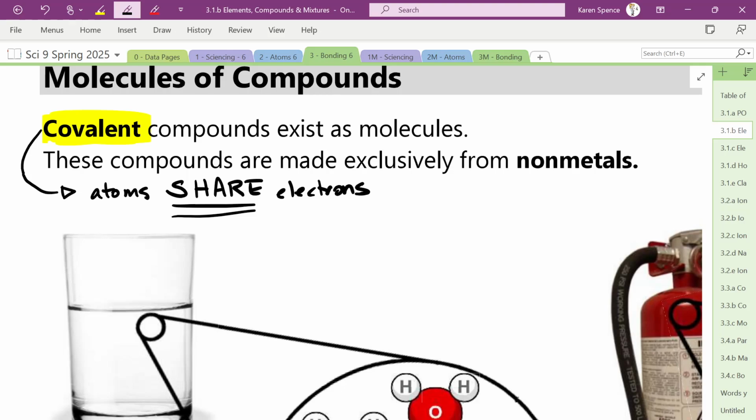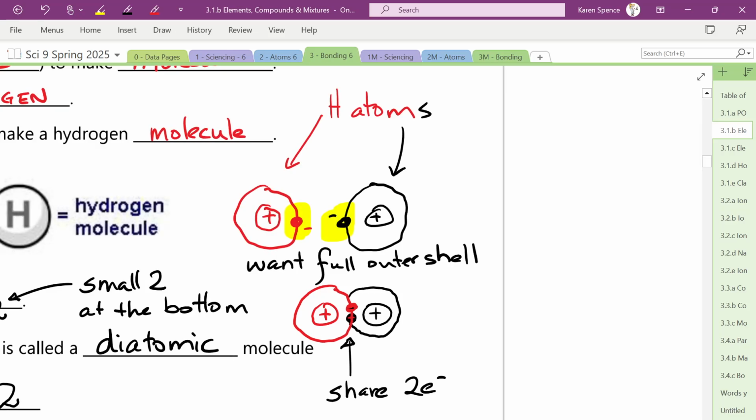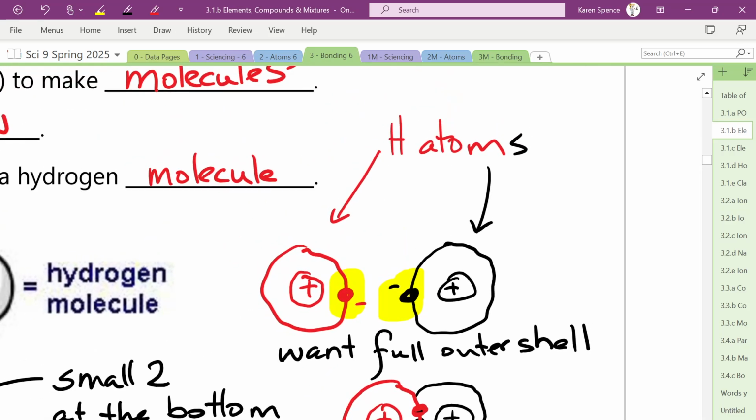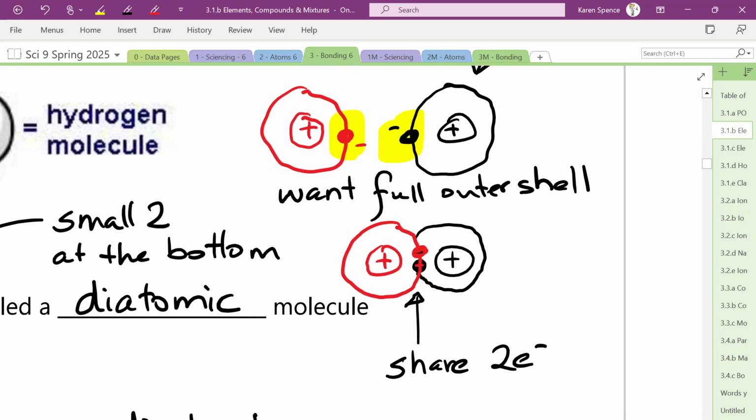So do you remember yesterday when we looked at hydrogen and we said, oh, here's a little hydrogen atom. And there's another little hydrogen atom. So we have the red one and we have the black one. And they both have only one electron in their outer shell. How many electrons are needed to fill that shell? The first shell, 2. Are those full? No, not yet. Are they stable? Not yet. What did they do to make themselves stable? They joined together and they shared the electrons so that they each have 2.